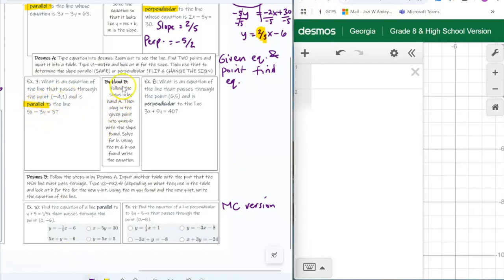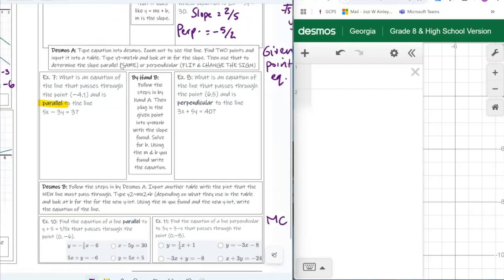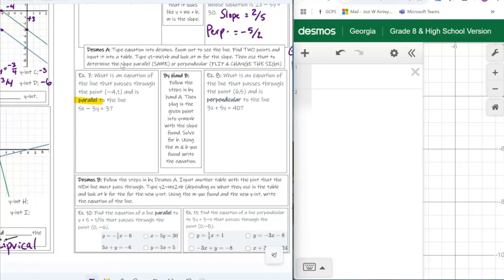So again, by hand, you're going to follow the steps by hand in A. It's the same as this, which is first put it in y equals mx plus b so we can look at the slope. All right, let's go ahead and do that. And again, you're going to need some space. If you want, you can write on the side of your book over here. I'm just going to squeeze it in here.